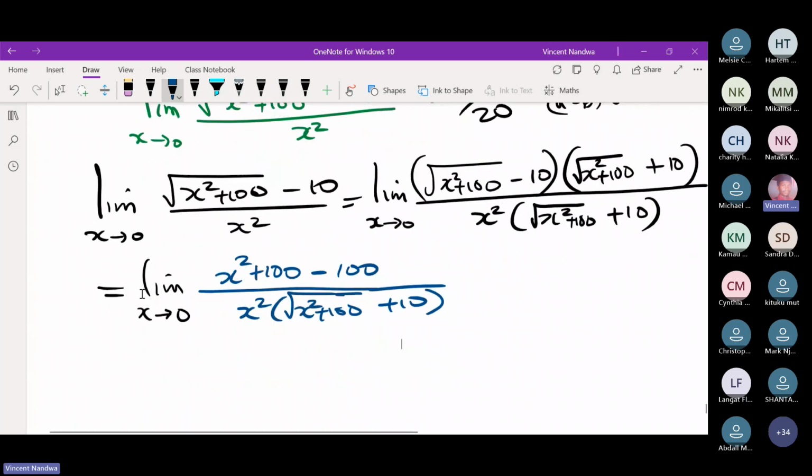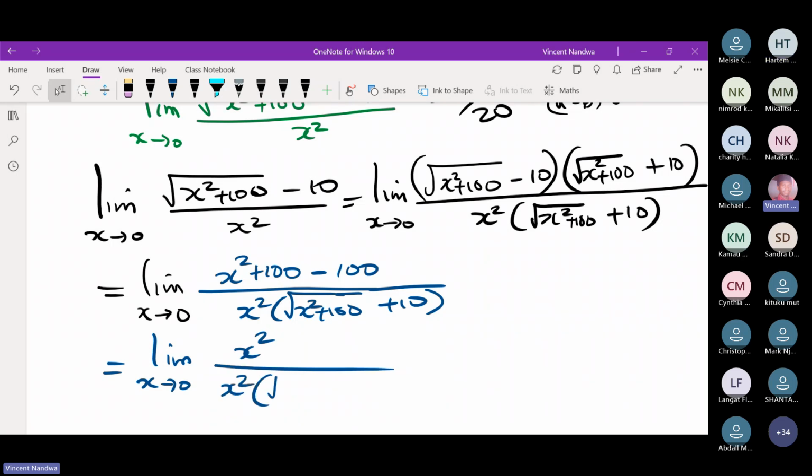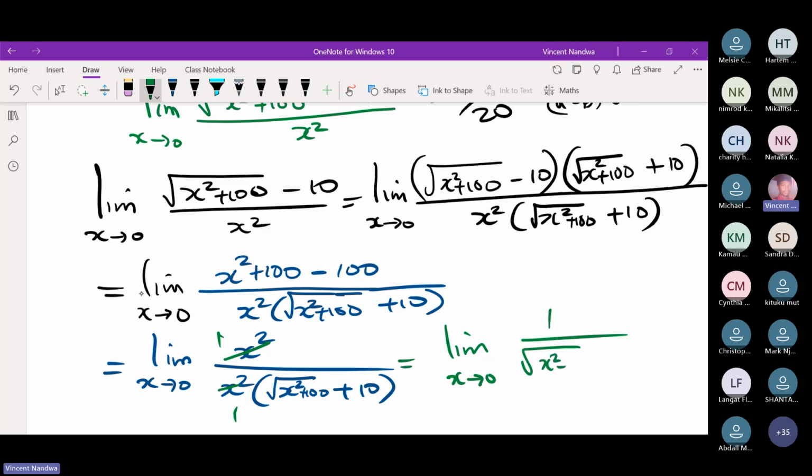Now x squared plus 100 minus 100 will be? Just x squared. So divided by x squared times square root of x squared plus 100, then plus 10. At this point we see x squared and x squared cancel out. This will be the limit as x approaches 0 of 1 over square root of x squared plus 100, then plus 10.